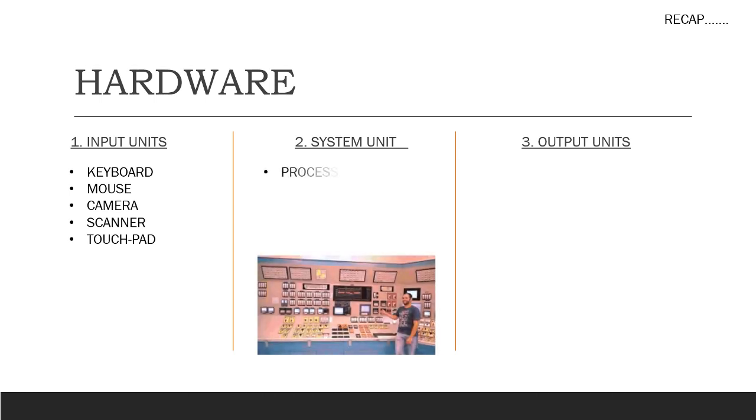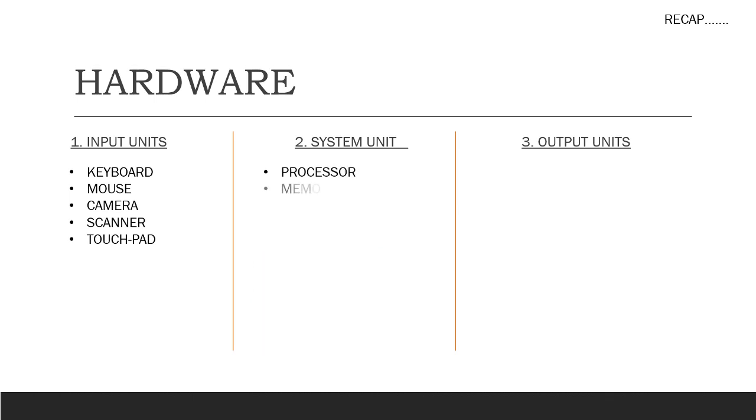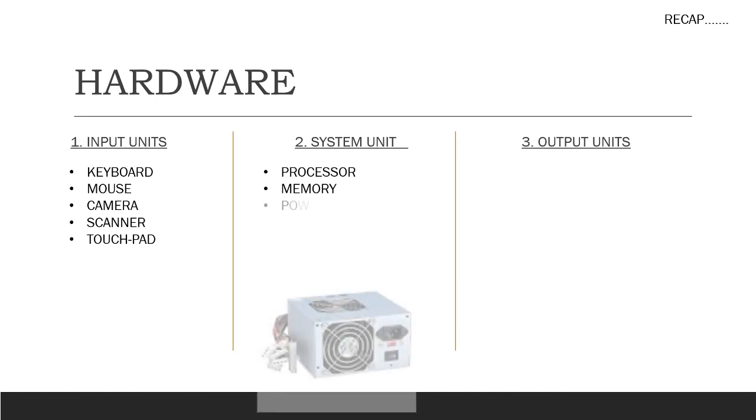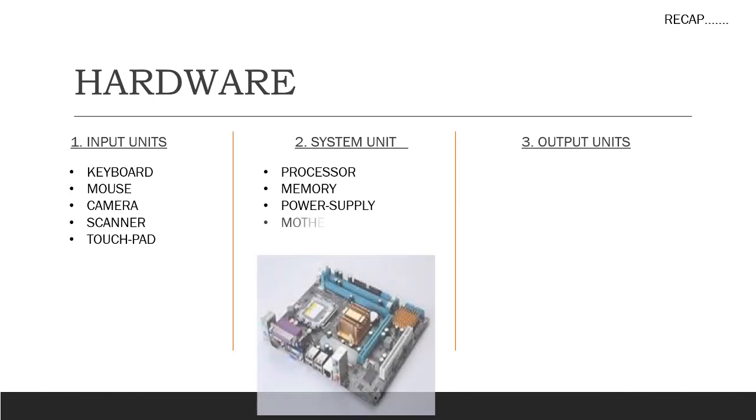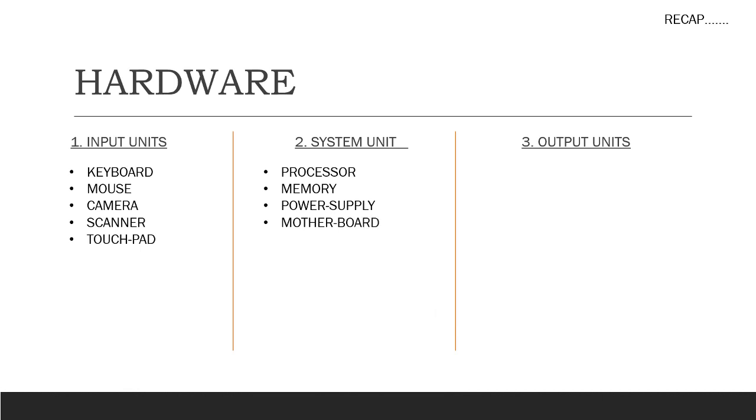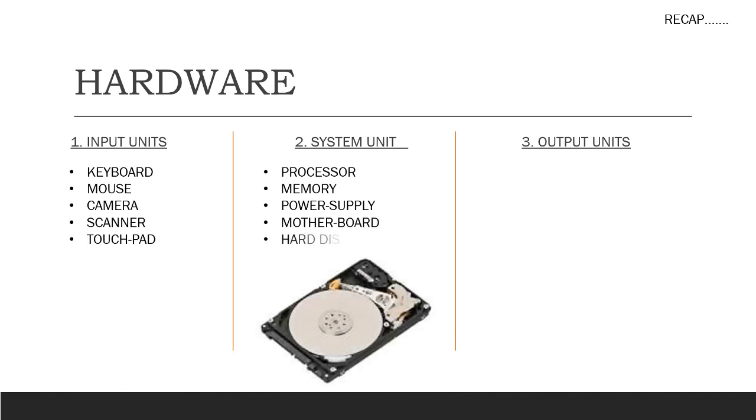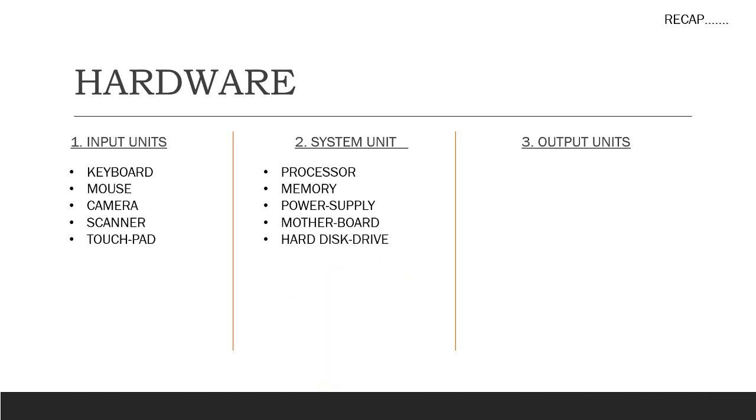The system unit has a processor which processes the input given by the user. A memory to store data. Memory is used to store data. A power supply. Obviously, a power supply is needed for the working. A motherboard is a board which contains many other parts inside it. Hard disk drive. Hard disk drive is the primary memory of a computer where we store everything for temporary purpose.